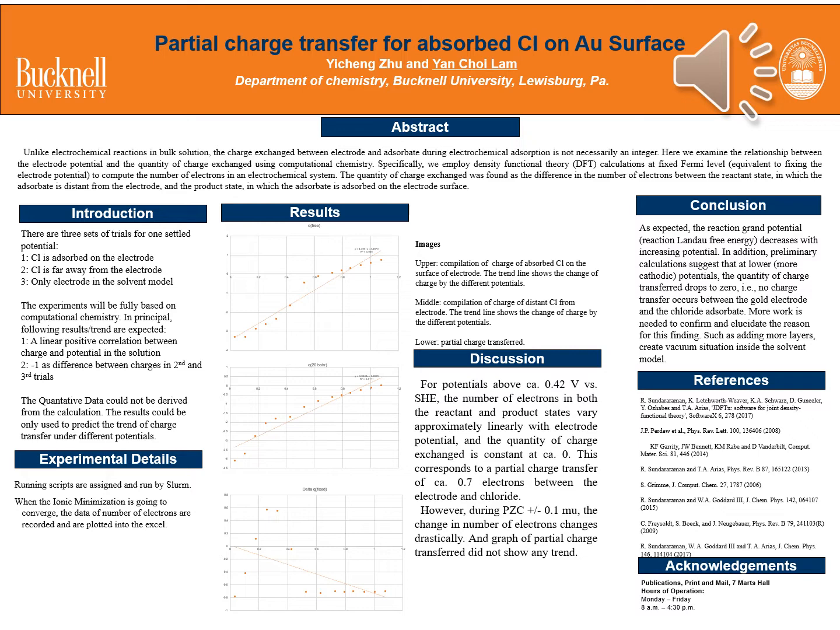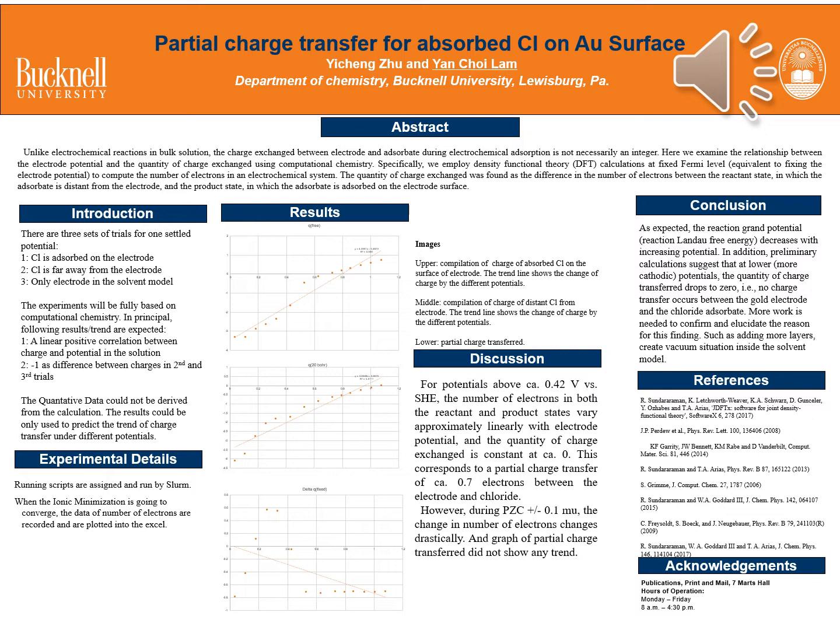Specifically, we employ density functional theory (DFT) calculations at the fixed Fermi level to compute the number of electrons in an electrochemical system. The quantity of charge exchange was found as the difference in the number of electrons between the reactant state, in which the adsorbate is distant from the electrode, and the product state, in which the adsorbate is adsorbed on the electrode surface. So there are three sets of trials for one set of potential.